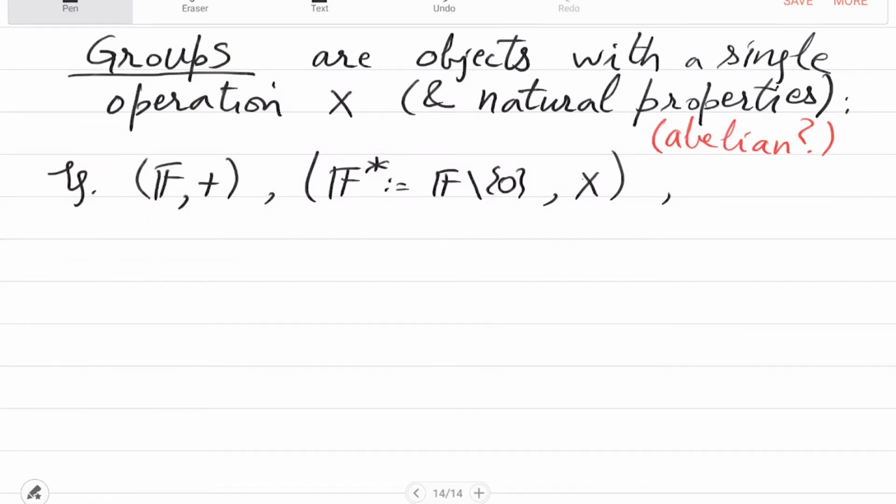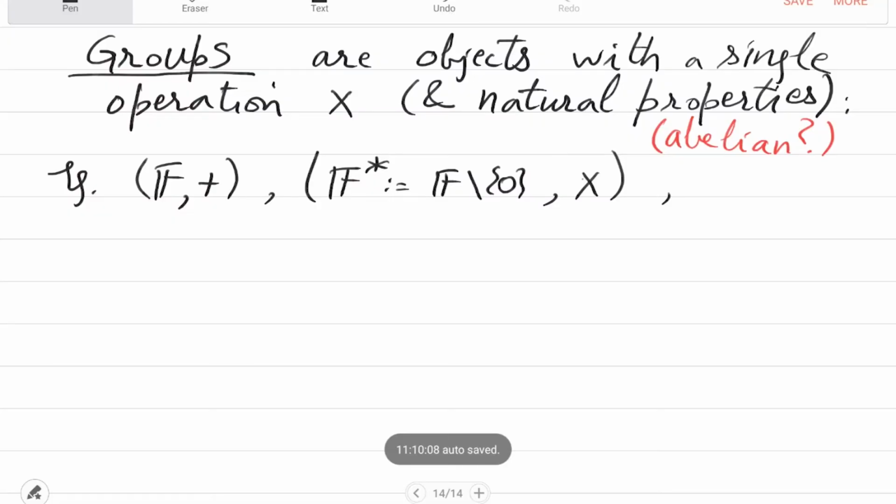What about matrices? Yeah, so matrices with addition, they form a group. But if you want matrices with multiplication, then you are only allowed invertible matrices. So that object is called GLn.